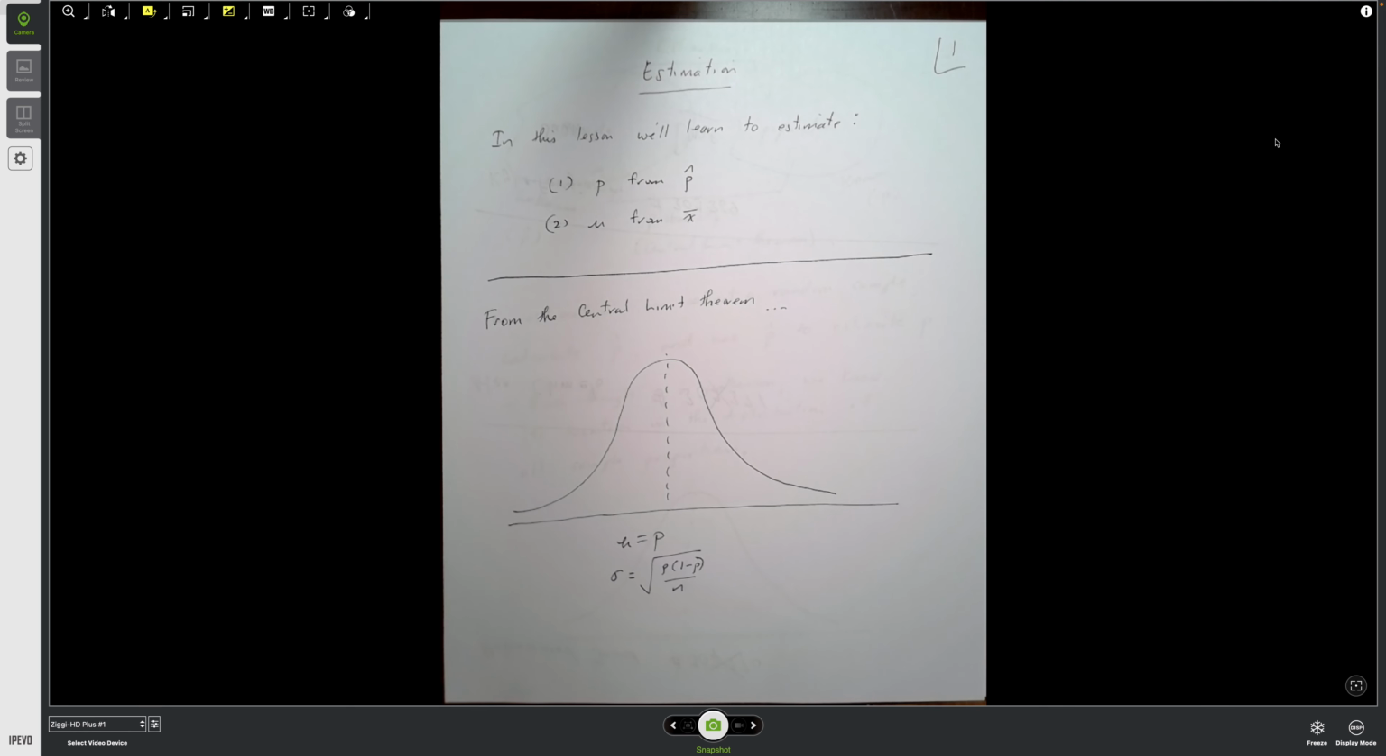Hi, gang. This video starts what we call estimation, and just a little bit of a warning. This is a super important video. We're going to find with estimation that calculating the numbers is actually pretty easy, but understanding the underlying concepts, the underlying framework, if you will, is a little bit more complicated.